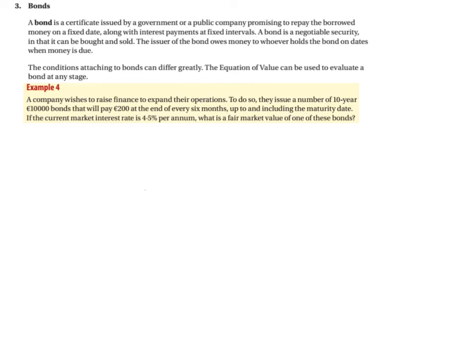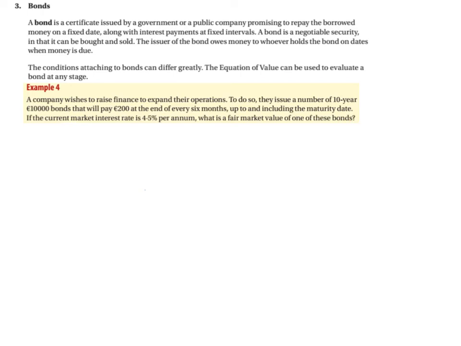Again, we need to have a look at what's important here. 10,000 is what they're issuing. They're going to pay 200 at the end of every 6 months. So it's 6 months this time, not yearly, so we're going to have to change the interest rate into 6 months. And it says up to and including the maturity date, so we're going to get 200 on that last maturity date. If the current market interest is 4.5%, what is the fair market value of one of these bonds?